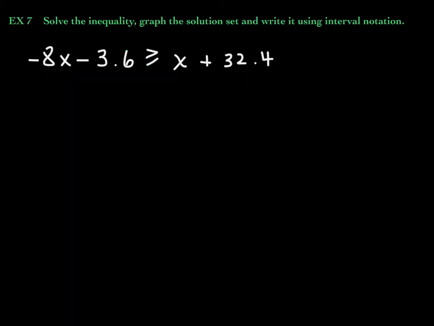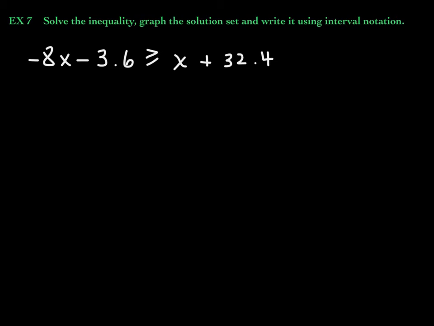Okay, guys, here's our next example, example 7. Solve the inequality, graph the solution set, and write it using interval notation. This inequality is non-strict. Remember that when we get to the end. Non-strict means at the very end, when we go to graph the solution set, we'll put a bracket on the endpoint, not a parenthesis, meaning we should include the endpoint. All right, here we go.